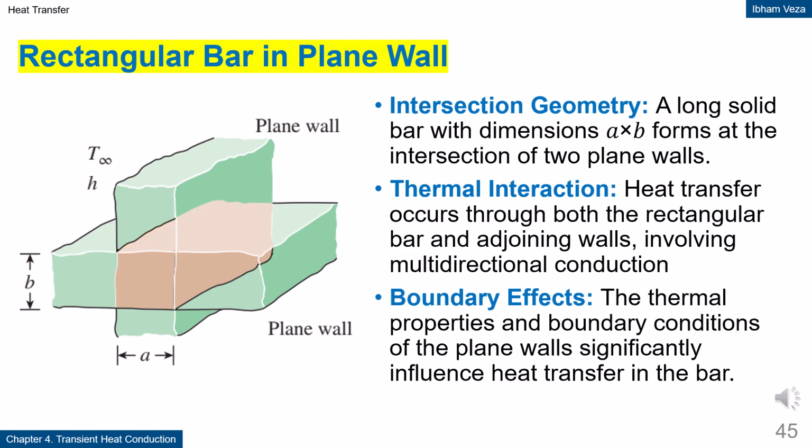Rectangular bar in plane wall. A rectangular solid bar can be formed at the intersection of two plane walls. Heat flows not only within the bar, but also through the adjoining walls. The thermal properties and boundary conditions of the walls strongly influence the temperature distribution in the bar. The heat flow in this case is multidimensional and coupled. As a result, the solution is much more complex than that of simple one-dimensional geometries.